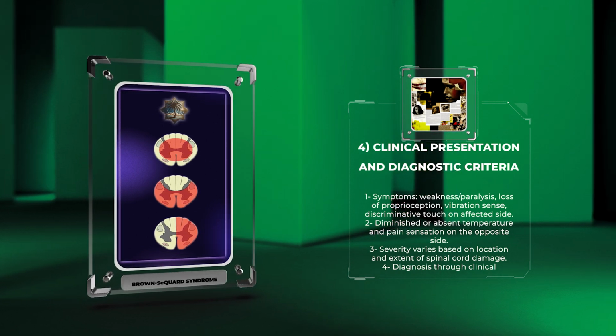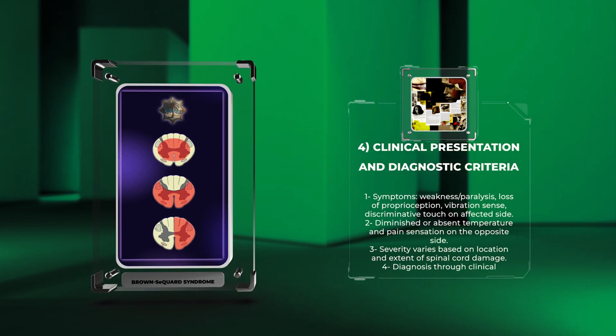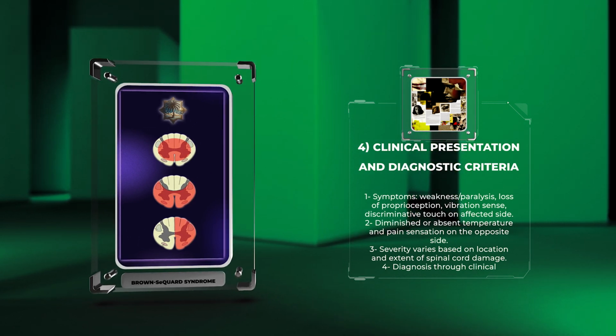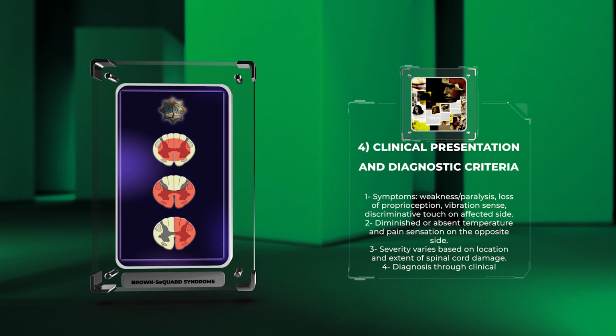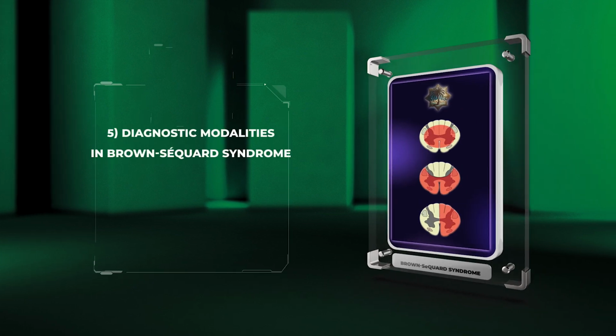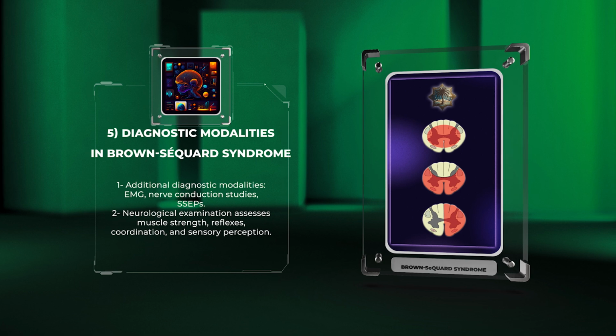To diagnose Brown-Séquard syndrome, a thorough clinical evaluation is essential, including a detailed medical history, physical examination, and appropriate diagnostic tests. Magnetic resonance imaging, MRI, of the spine is often used to visualize the spinal cord and identify the location and extent of the injury.